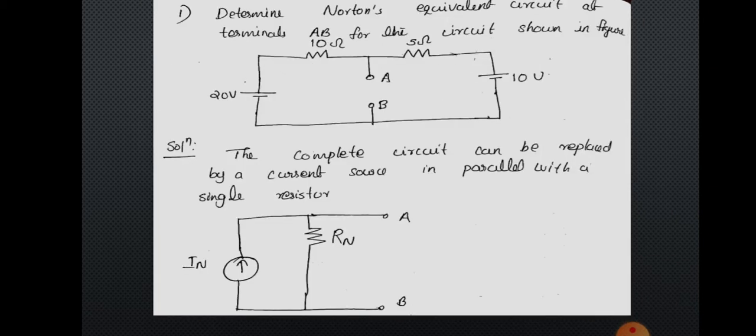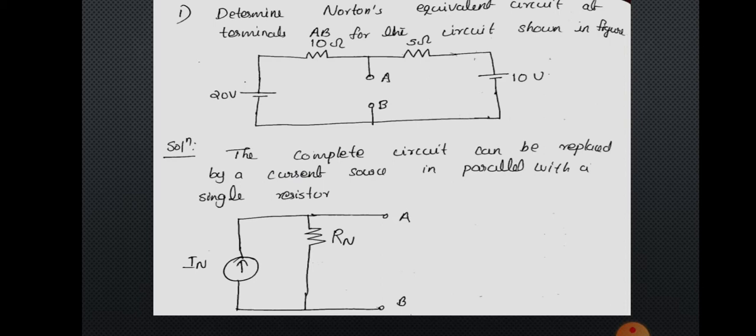Okay, let us do a problem. Determine the Norton's equivalent at terminals A and B of a circuit shown in the figure. And in the figure you can see that it contains a 20 volt battery and a 10 volt battery and a 10 ohm resistor and a 5 ohm resistor, and the terminals A and B are open, and you are asked to find out the Norton's equivalent circuit at the terminals A and B.